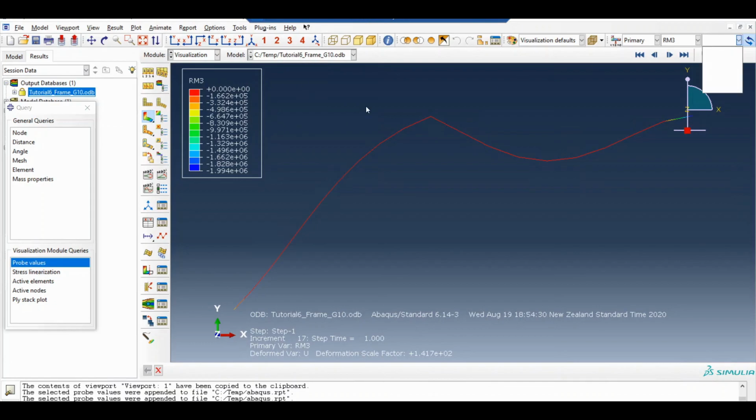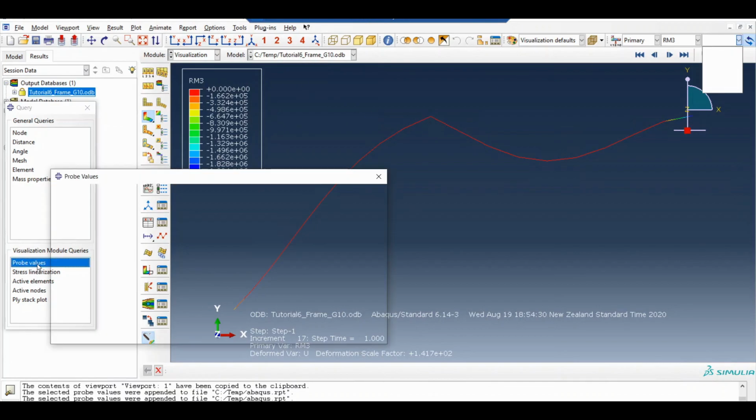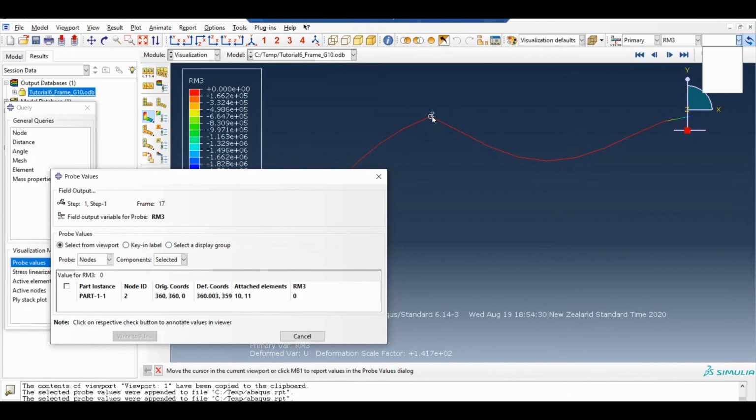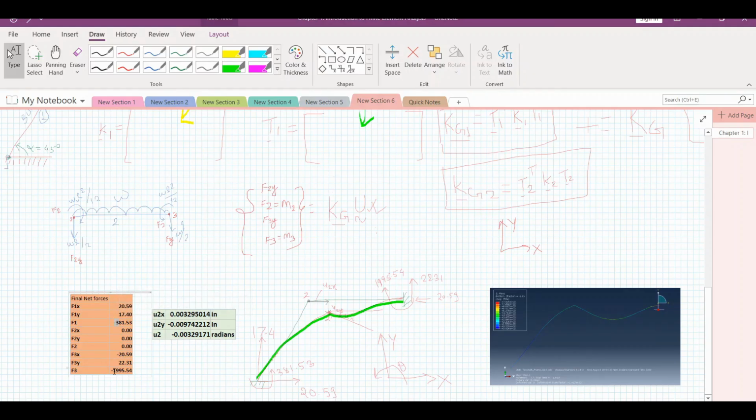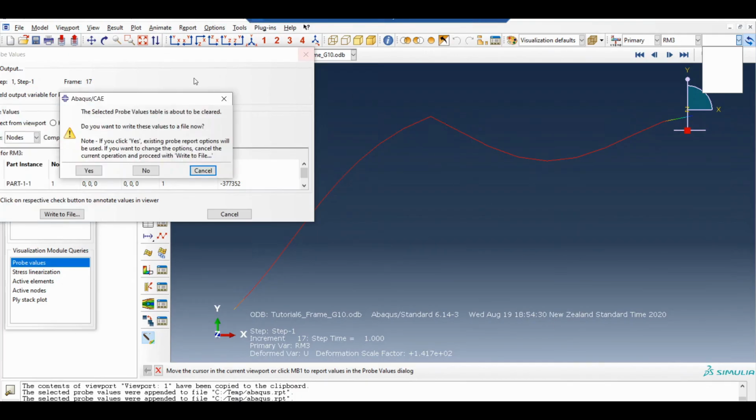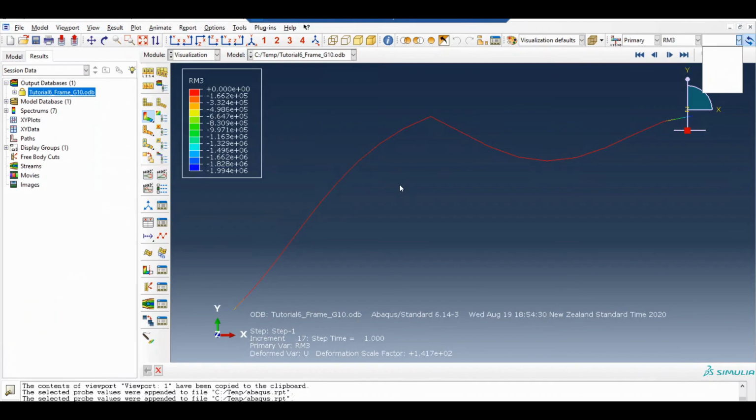RM3. Yes, okay, let's select this one. So let's go to prop values and then click on RM3. Okay, here. This is 377. And let's click on this one. That's around 1994. So let's look at our solution. 381 and 1995. That is very similar. So this is our solution, and the reactions and displacements tend to match, which means our modeling is correct, and this is generally how we verify our models.